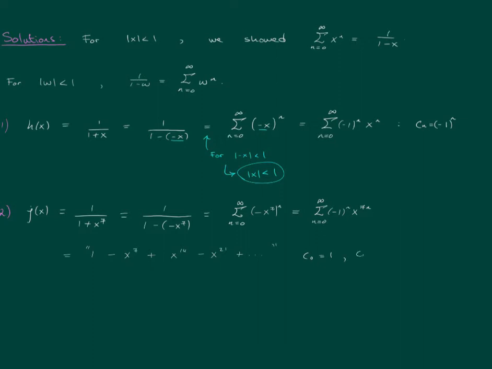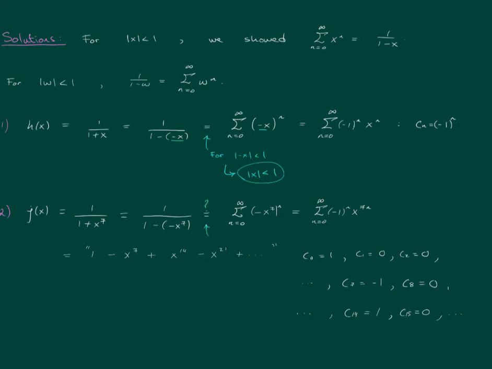Now, c0 is 1. c1, well, there is no x term, so c1 is 0. c2 is 0. There is no square term. All the way up until we get to c7, and we saw that it's minus 1. c8 was 0, there's no x to the 8th term. And so on up to c14 is 1. c15 is 0, and it goes on like this. So it's a much more complicated collection of cn than the first example.